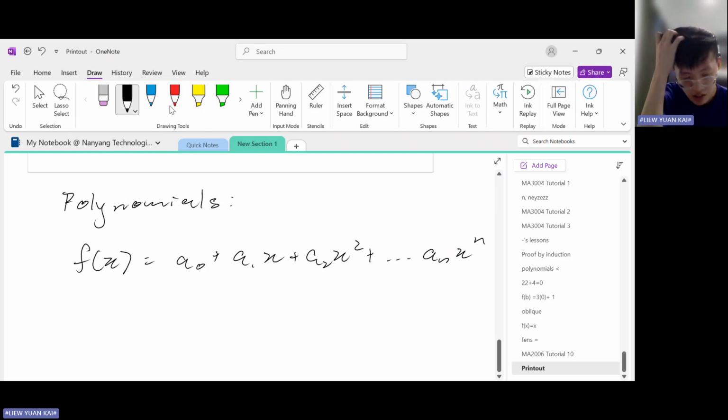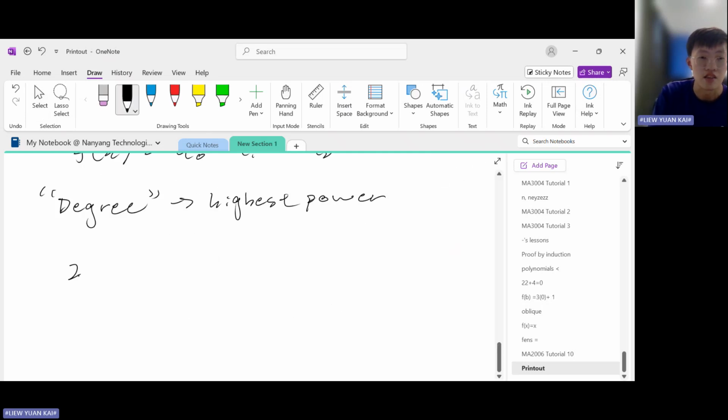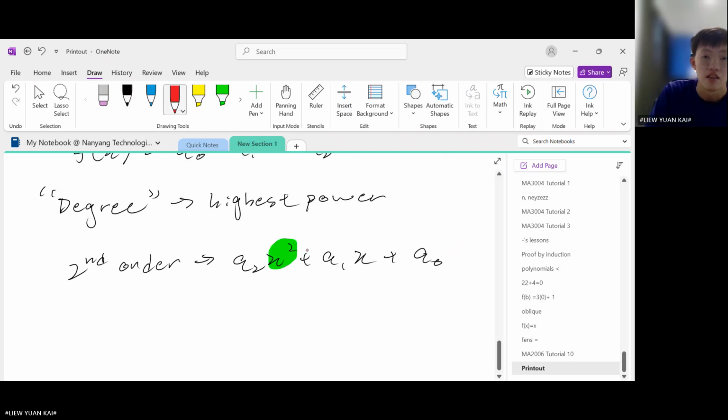So we also need to talk about the degree of a polynomial. The degree of a polynomial refers to its highest power. So let's say I give you a second order polynomial. Then that means we have the function a2 x to the 2 plus a1 x to the 1 plus a naught. You see, the highest power is x to the 2. This 2 is what I'm referring to. So we say that this polynomial has an order of 2.